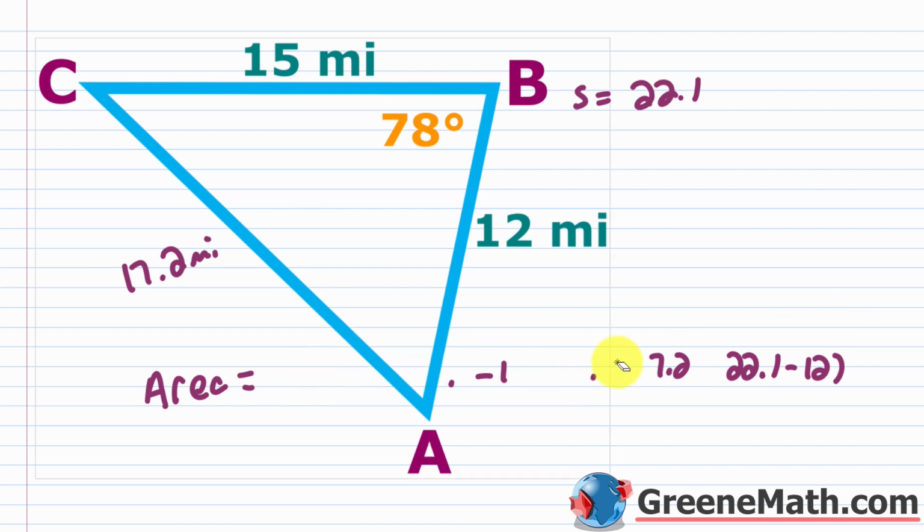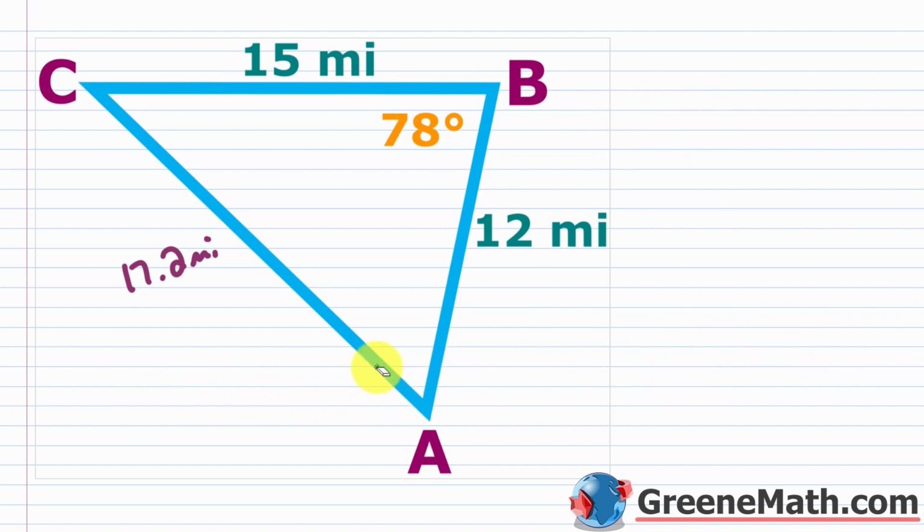So let me get rid of this, and either way, it's going to be about 88 if I round to the nearest tenth. So let me just put that the area is about 88. And again, this is going to be square units. So in this case, it's miles. So we'll say miles squared, or you could say square miles.